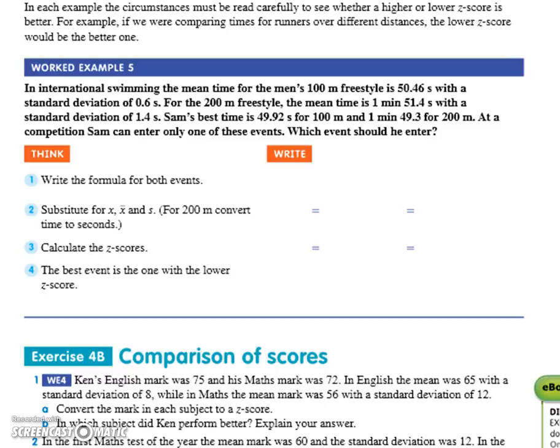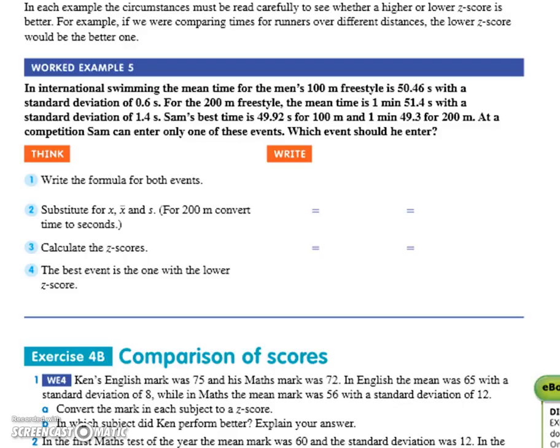All right, so we talked about Z-scores and we talked about the fact that in general, if you've got a higher Z-score, that normally is a better result. The higher the Z-score, the better you've gone because you're further above the mean. Now, there are situations where that's not the case. For example, if we're comparing times for runners, you obviously want to be below the mean rather than above.